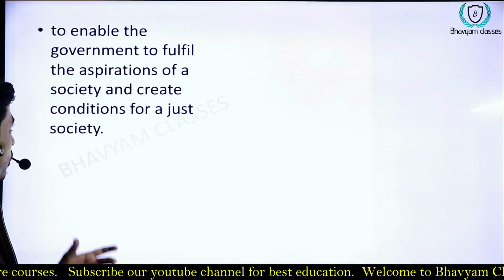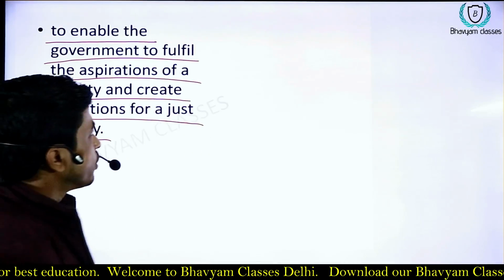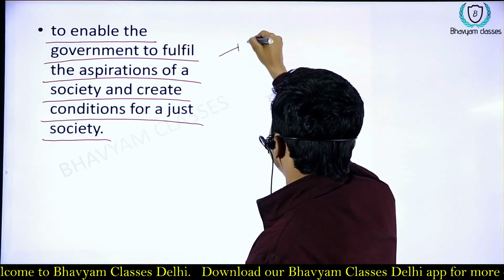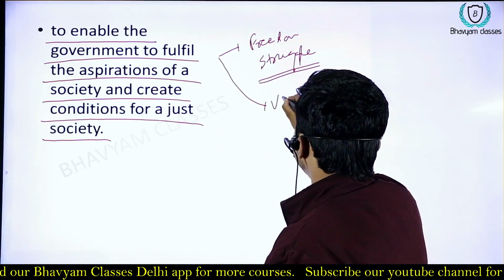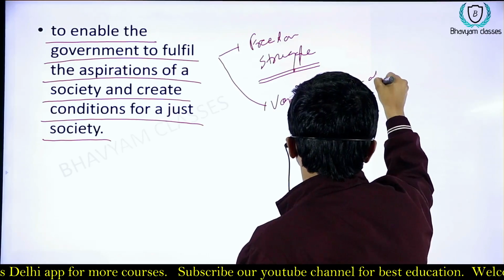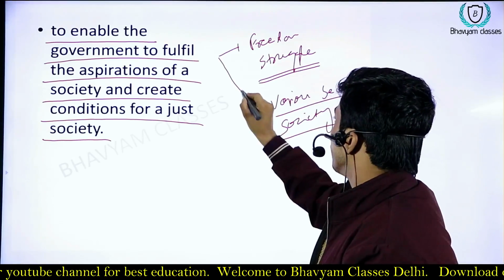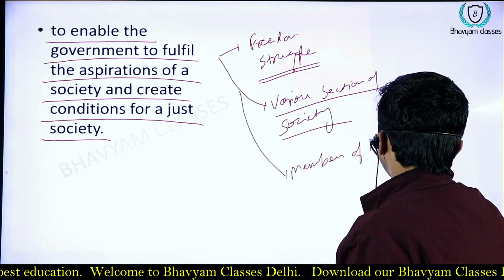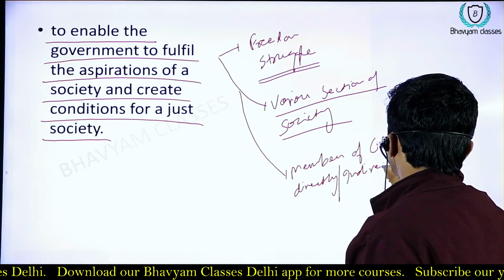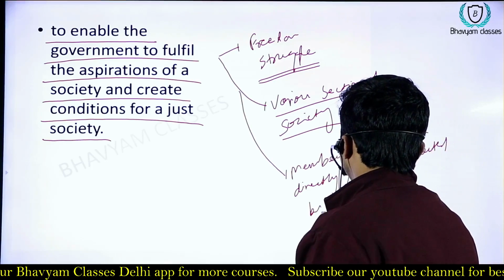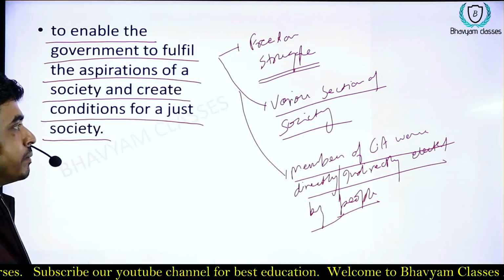The constitution also enables the government to fulfill the aspiration of the society and creates conditions for a just society. We all know that our constitution was framed after the freedom struggle, and various sections of society participated in framing it. The members of the constituent assembly were directly or indirectly elected by the people.